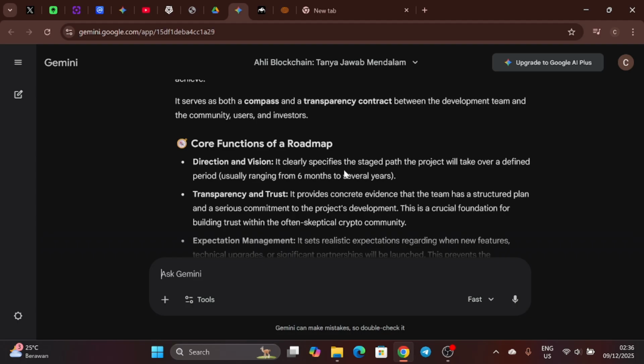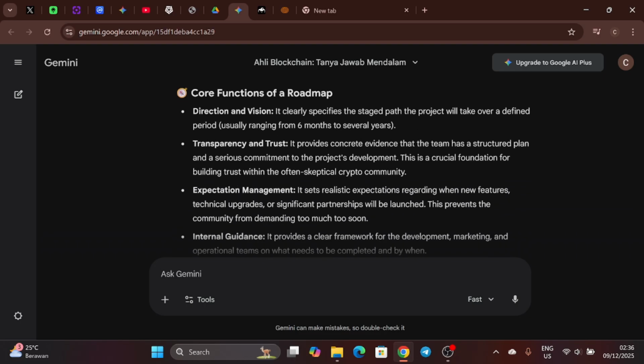It clearly specifies the stage path the project will take over a defined period. Okay. Transparency and trust. It provides concrete evidence that the team has a structured plan and a serious commitment to the project development. Okay. This is a crucial foundation for building trust within the often skeptical crypto community.